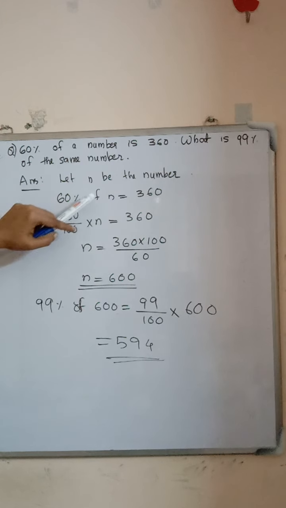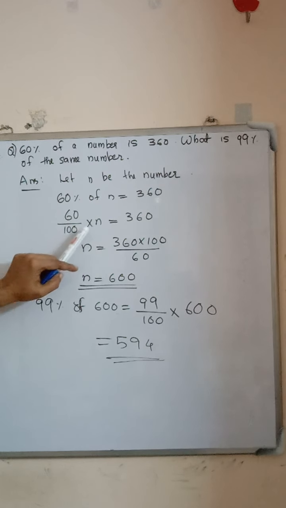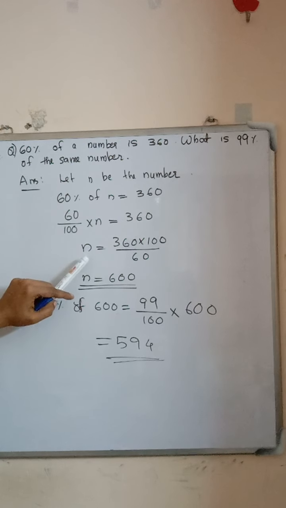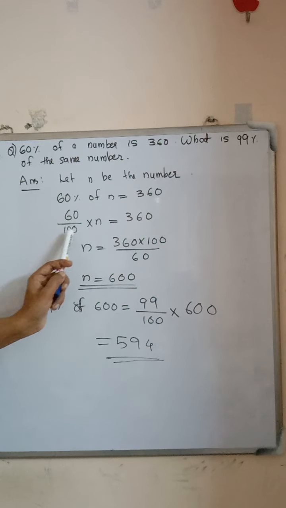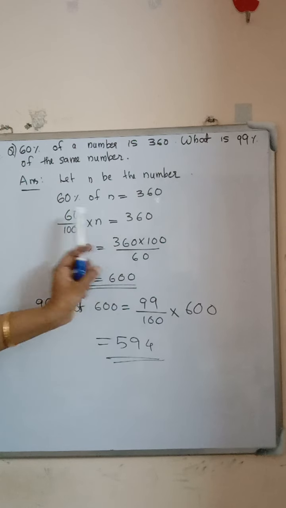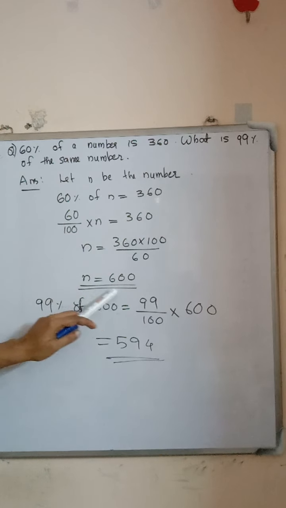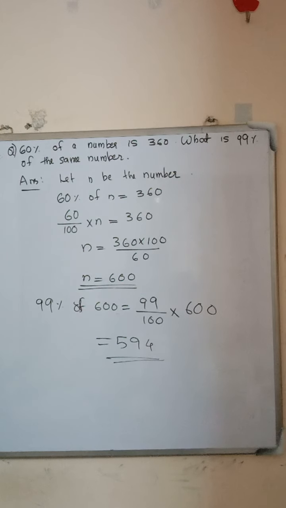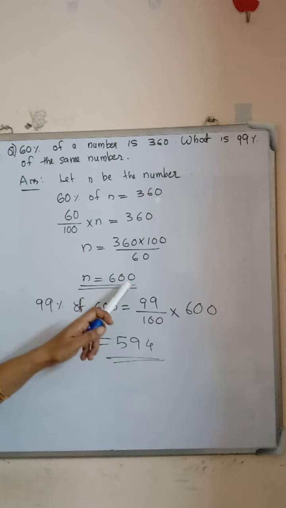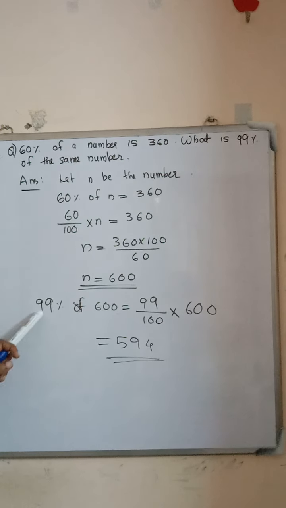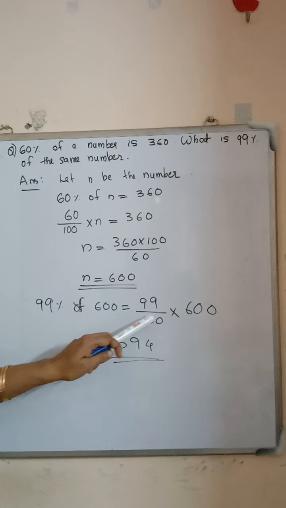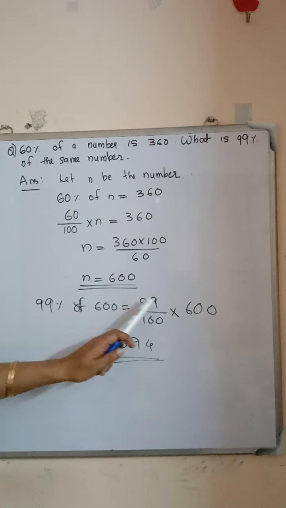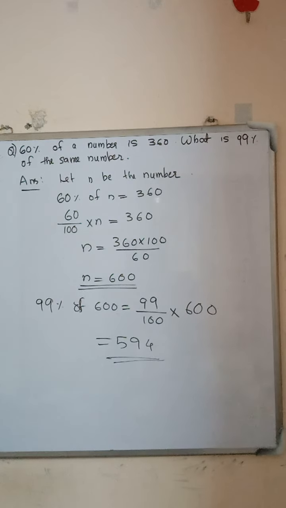So 60% of n is 360. 60% of n means 60 by 100 into n is equal to 360. So, cross multiplying, we get n is equal to 360 into 100 divided by 60. So n is equal to 600. So the number is 600. Now the question is, what is 99% of the same number? So if we find 99% of 600, 99% of 600 equals 99 by 100 into 600. That is equal to 99 into 6. That is equal to 594.